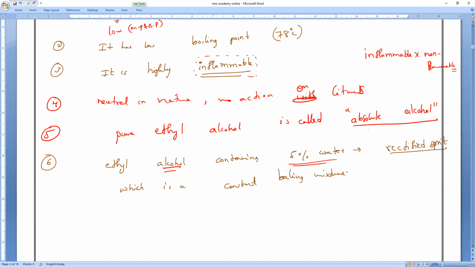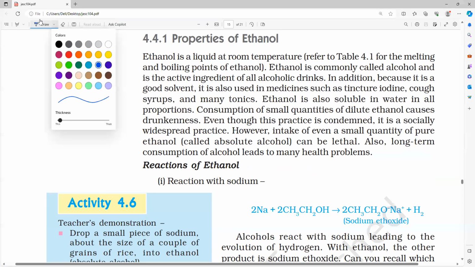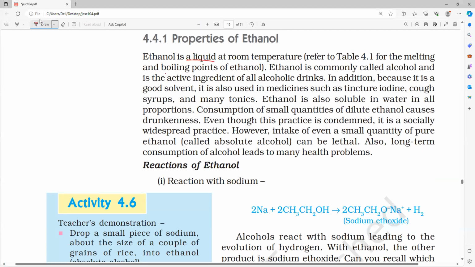Okay. So now let us go to the physical properties in the book. You can see how we need to study and how we need to make notes. I'm not going to talk about the chemical properties alone; every word I will say, we have to discuss. So ethanol is a liquid at room temperature. Now for the melting and boiling points of ethanol, see table number 4.1.